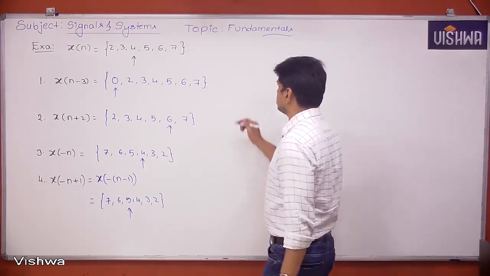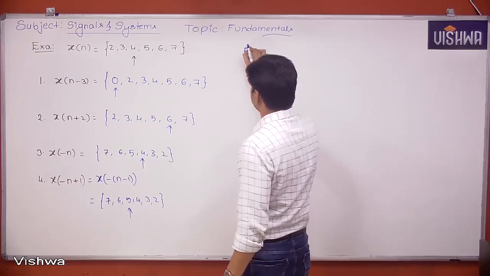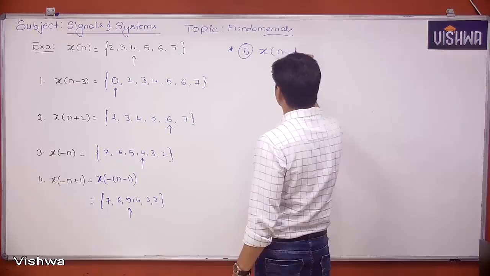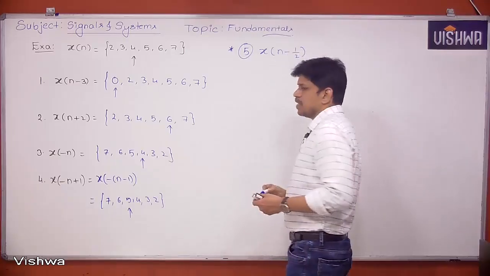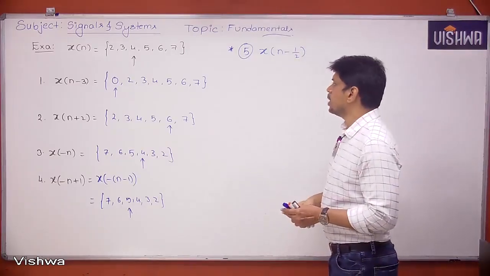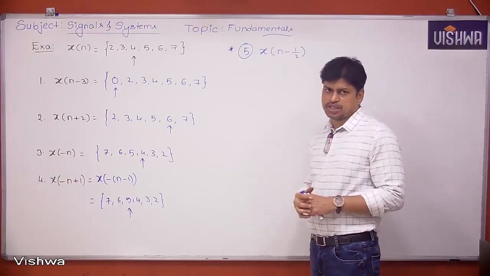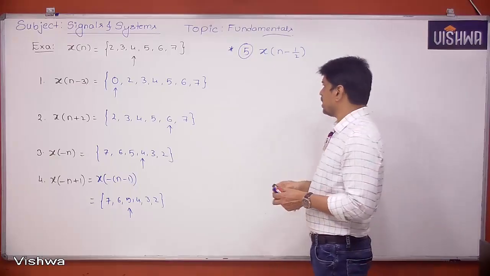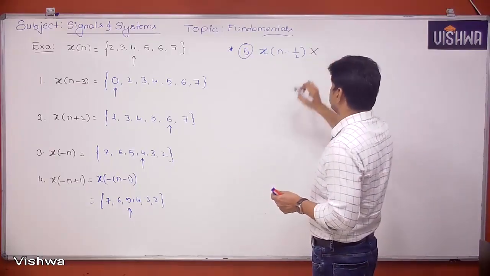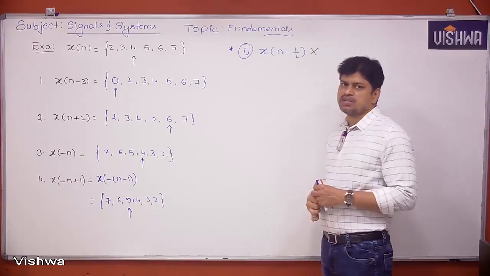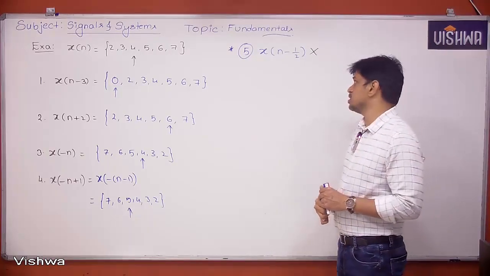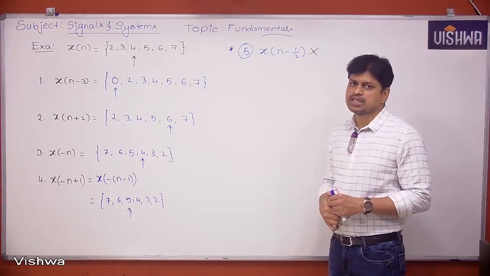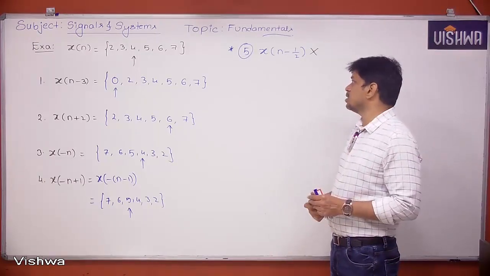Next, very important: suppose I ask, can you find out x of n minus 1 by 2? That means we have to delay the sequence by half unit. Just remember this, it's not possible. This kind of shifting is not possible because we can do the shifting only with integers. We cannot do the shifting with non-integers. That means in the discrete time case, non-integer shifting is not possible. So try to avoid this kind of shifting.